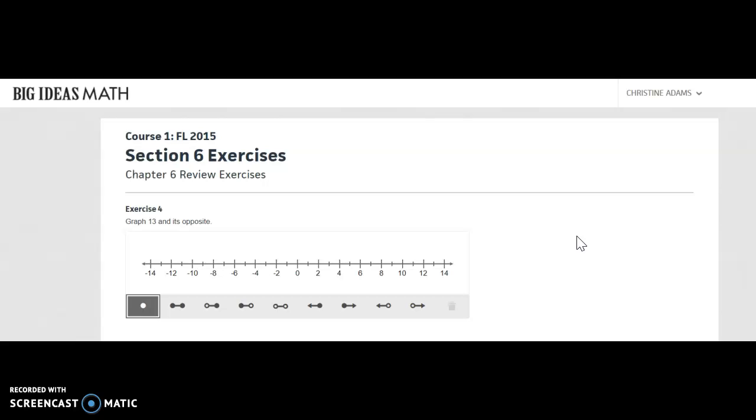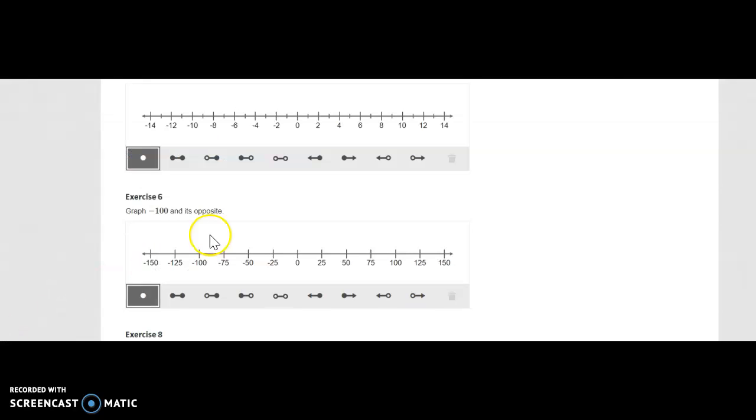It's so easy. So they want us to graph number 13, and so we go over here and we have 0 to 14. So we go right here, and that's going to graph 14. But then it wants to know its opposite. Well, the opposite of 14 would be negative 14. So you go 10, 11, 12, and negative 13. Done.